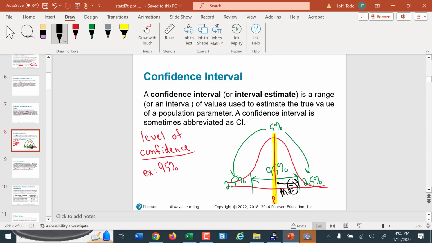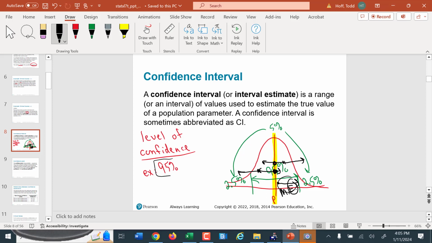Let's say my point estimate ends up being right here. Well, I take that margin of error and I go on both sides of that point estimate. Notice my true population proportion is in that interval. Or let's say my point estimate ends up being up here. Well, I go that margin of error on both sides of that point estimate. Again, my true population proportion is in there.